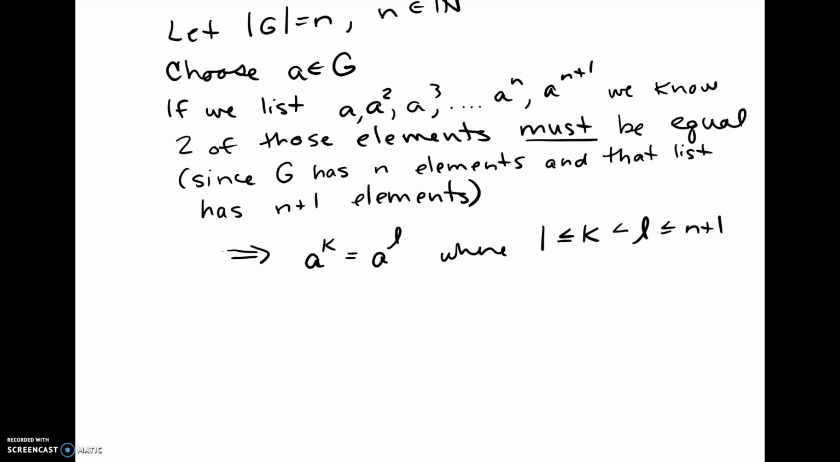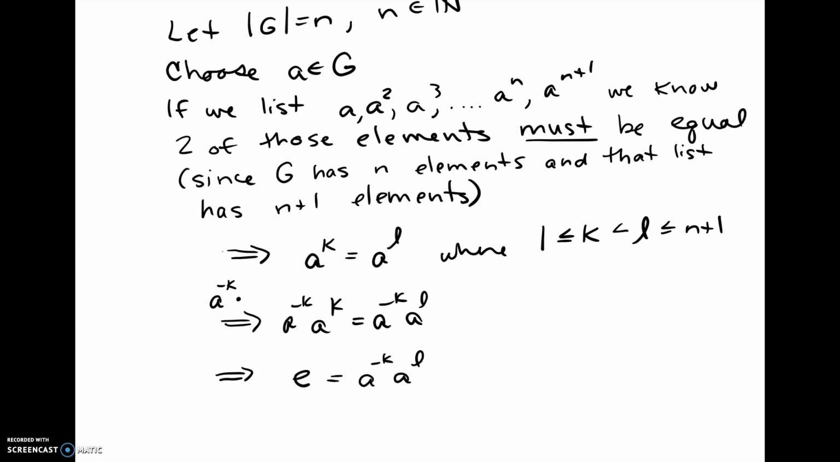Okay, so I can multiply both sides by the inverse of a to the k. So I get a to the negative k times a to the k equals a to the negative k times a to the l. So anything times its inverse just gives me e. So e must equal a to the negative k times a to the l. So we can combine the exponents and we get e equals a to the l minus k.